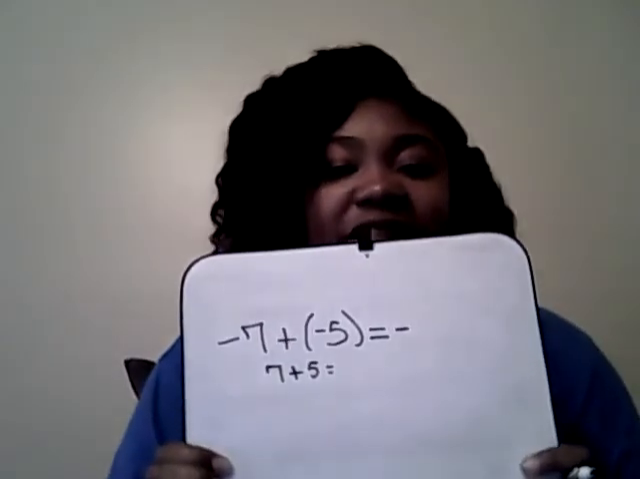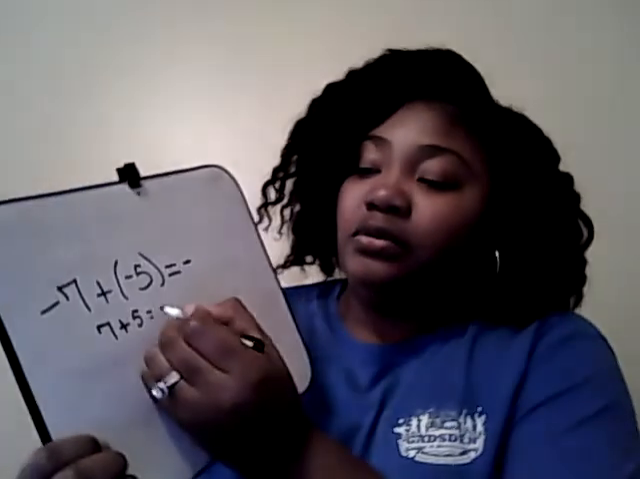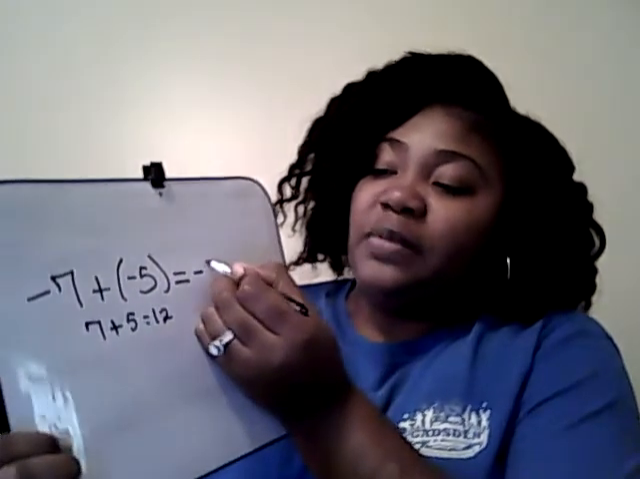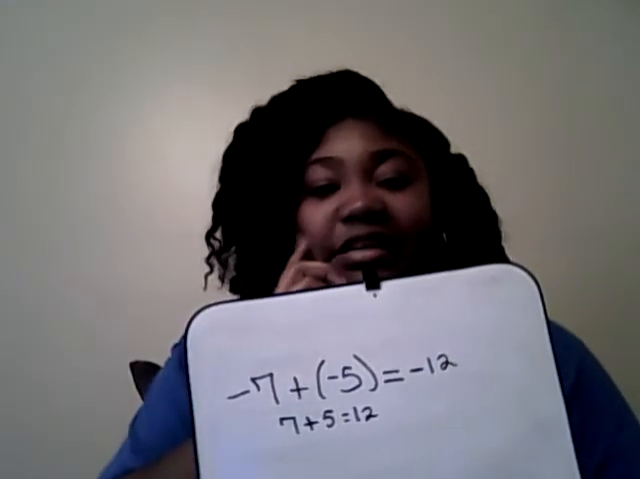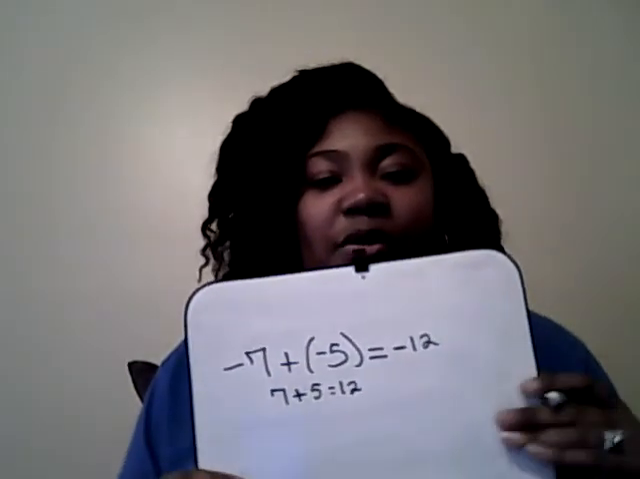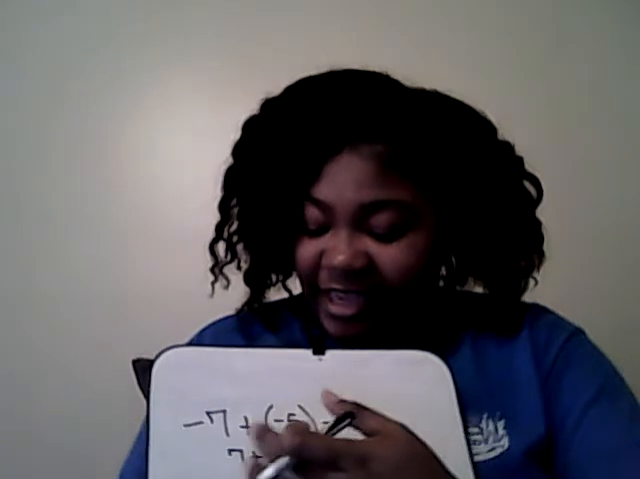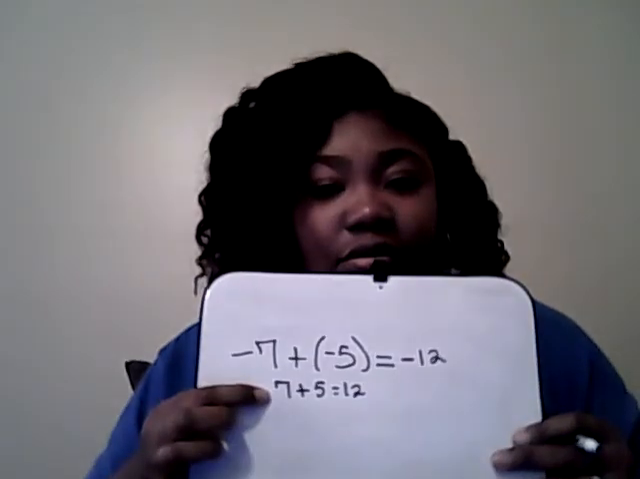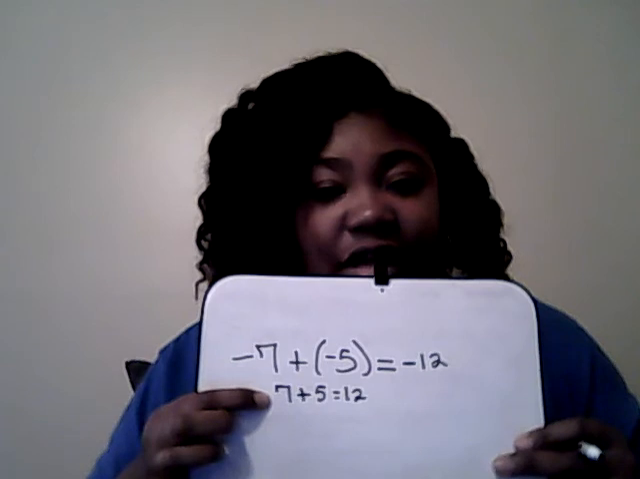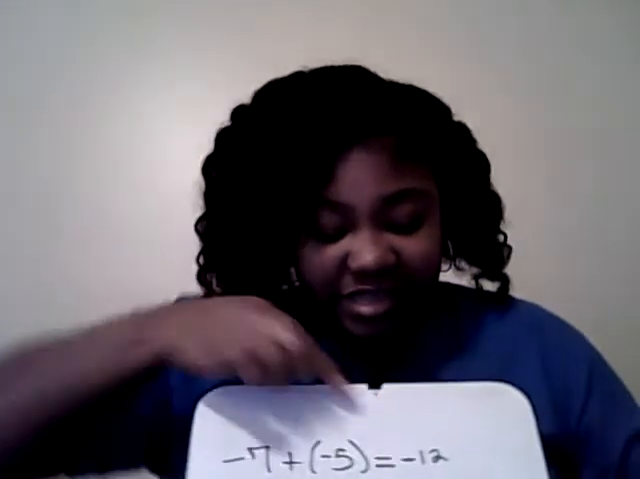And 7 plus 5 is 12. So I know it's going to be -12. And you can put that in the calculator as well, just so you see. So when they have the same sign, it's just like you saying this right here, 7 plus 5. Only thing that's different is the sign.